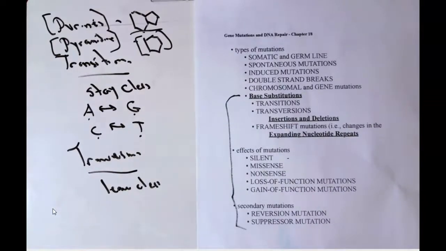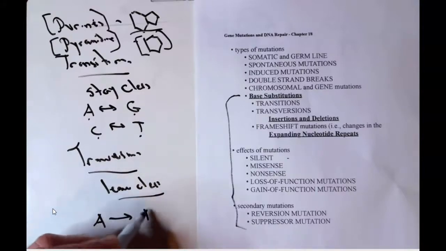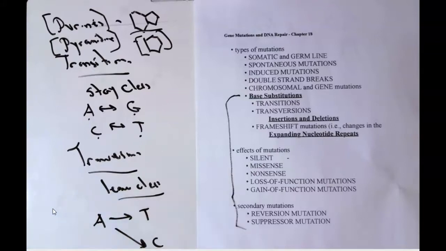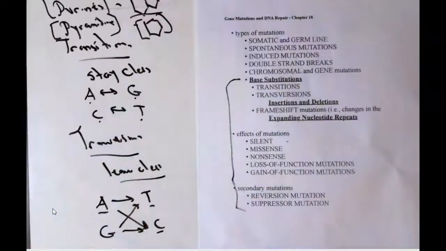You've probably figured it out already, even if you don't remember it from the lecture. Leaving class is the opposite effect. If adenine becomes a thymine or a cytosine, we have a transversion. In other words, if a purine becomes either of the pyrimidines, we have a transversion. Likewise, if guanine becomes thymine or cytosine, we also have a transversion. Guanine is a purine, purag, and thymine and cytosine are the pyrimidines.